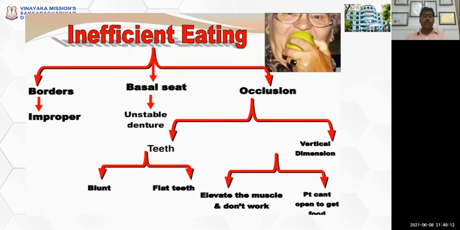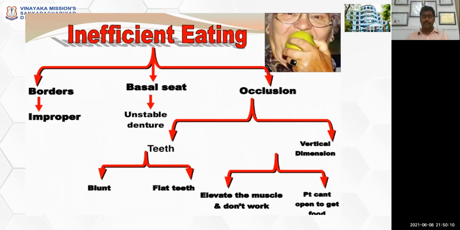So inefficient eating, again I told you, is because of occlusion. If the proper vertical dimension of occlusion is less, the patient cannot give the required amount of masticatory force to actually chew the bolus. The patient has to do more muscle chewing, and after some point in time you will have tenderness in all the masticatory muscles. So it is very, very essential that you give a proper vertical dimension of occlusion to give the maximum biting force so that the patient can chew the bolus. Then if you give a blunt articulation, sometimes you go for a monoplane occlusion where the patient is suffering from bruxism. In those particular cases, you might not expect good masticatory efficiency.